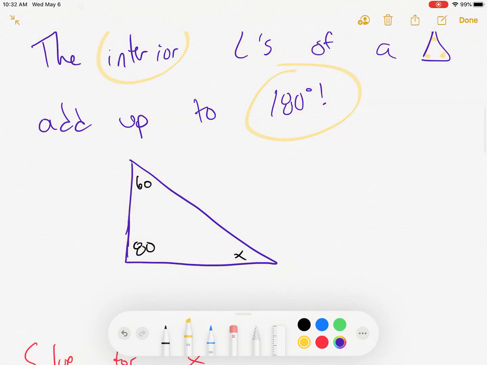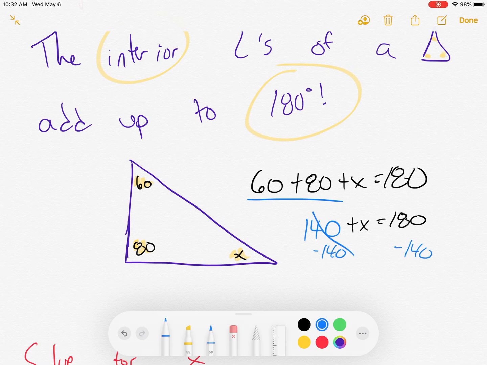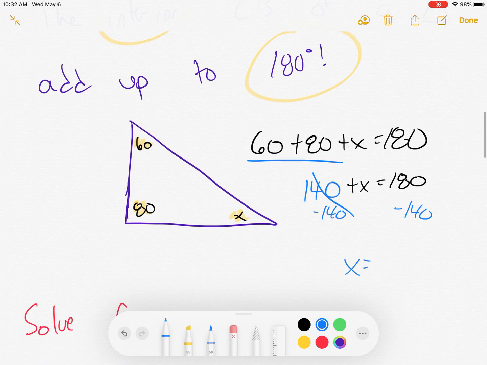Okay, so if I have this triangle, I would know that these three angles add up to 180. So I could say 60 plus 80 plus x equals 180. Combine like terms here. 60 plus 80 is 140. 140 plus x equals 180. Minus 140, minus 140. x equals, we should get 40 there.